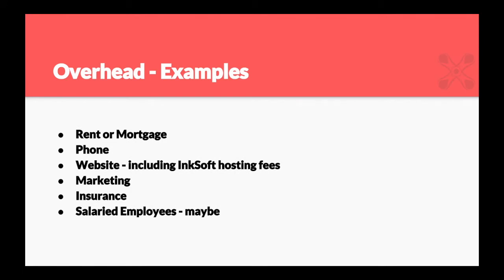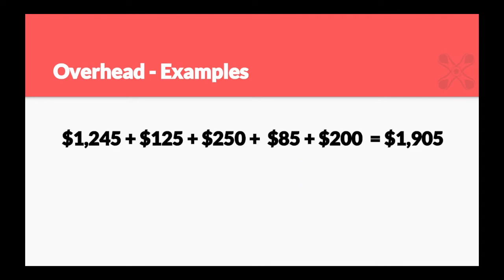So let's just throw some numbers at this. $1,245 could be the rent. $125 could be your phone, $250 could be your website. Maybe you spend $85 a month on pay-per-click marketing. Your insurance could be $200, and for salary, we're not touching that for this example.